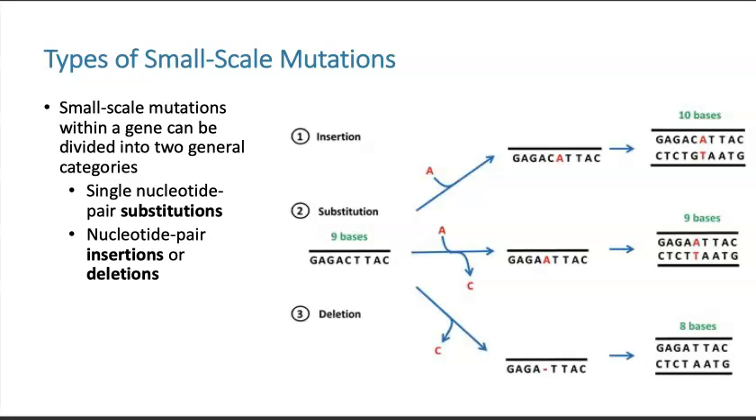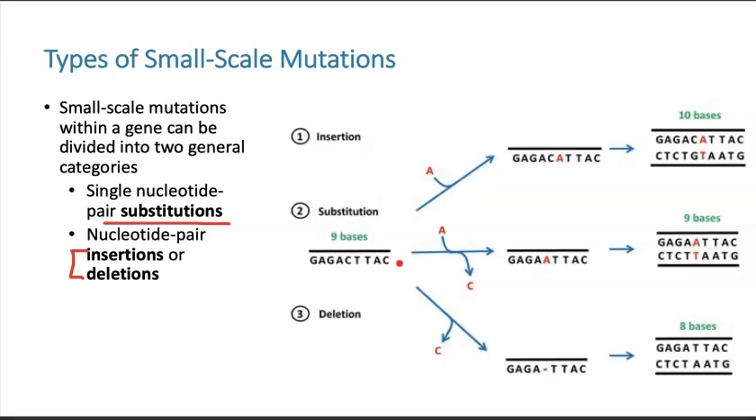Other kinds of small-scale mutations that we talked about before were the point mutation, which is a nucleotide substitution. But we can also have insertions or deletions. This is a nice example of what happens with the substitution versus insertion and deletion. Just remember that this is review for you.